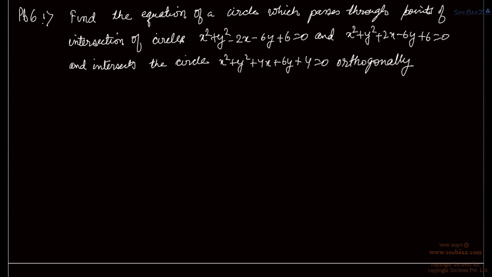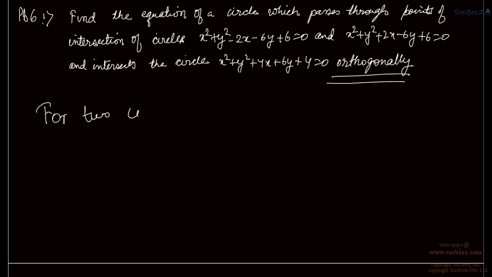Problem 6. Find the equation of a circle which passes through the point of intersection of the given 2 circles, say S1 and S2, and intersects the given circle orthogonally. So here is the terminology, orthogonally. What is orthogonal intersection?